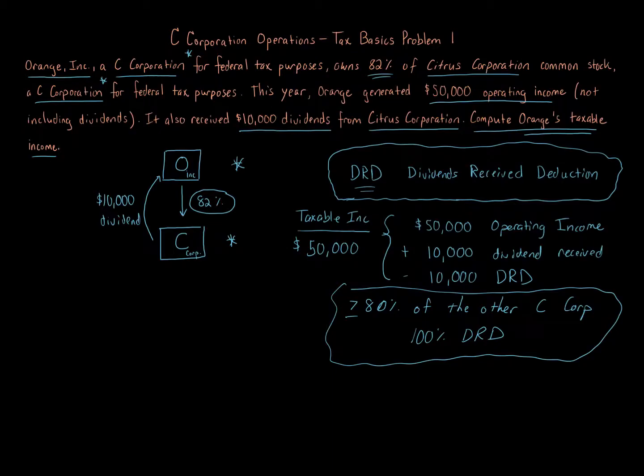So really, again, when you see two C corporations in a problem, you see a dividend and you're trying to determine taxable income, very likely you have a dividends received deduction like we have here. Again, the correct answer is $50,000 taxable income, which is the operating income, plus $10,000 dividend received, minus $10,000 dividends received deduction, because Orange Inc. owns greater than or equal to 80% of Citrus Corporation.